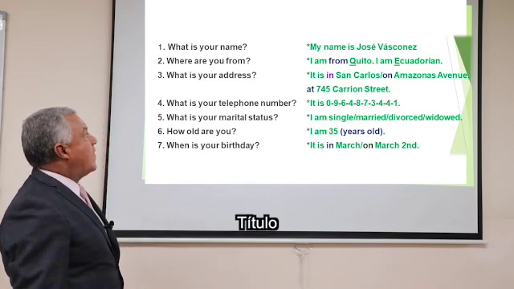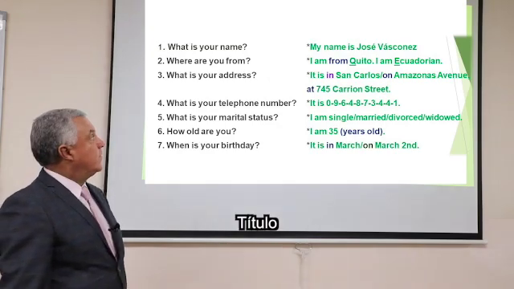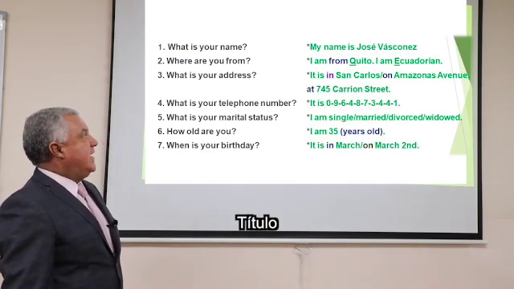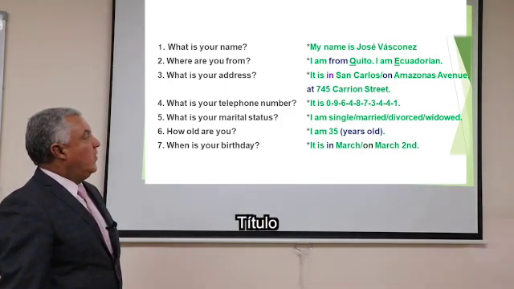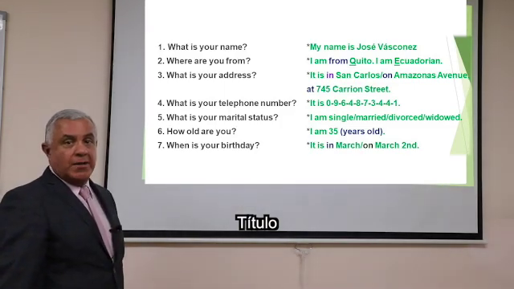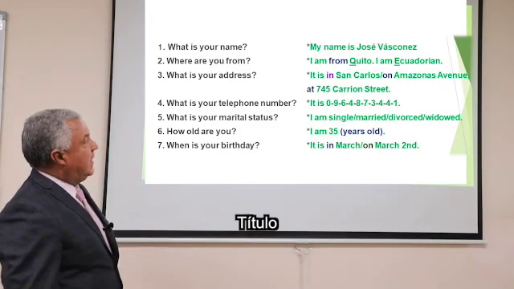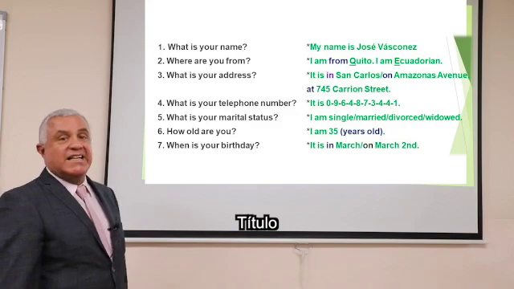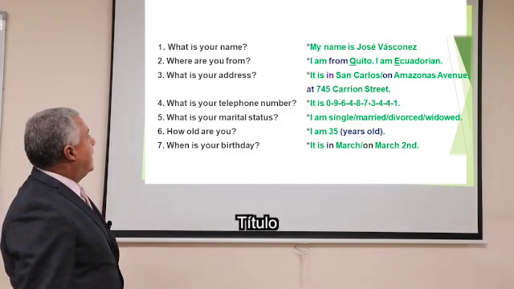Number 4, what is your telephone number? It is 0 9 6 4 8 7 3 4 4 1. You have to read them one by one. In this case, you can say 4 4 or double 4. It is the same.